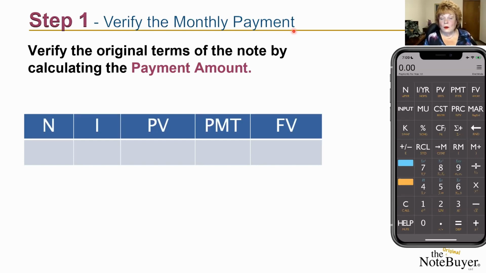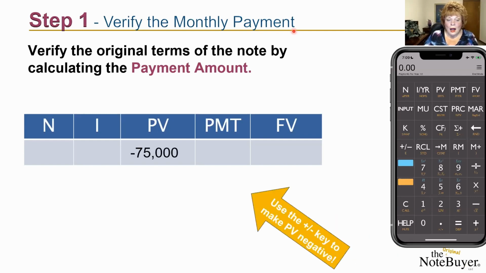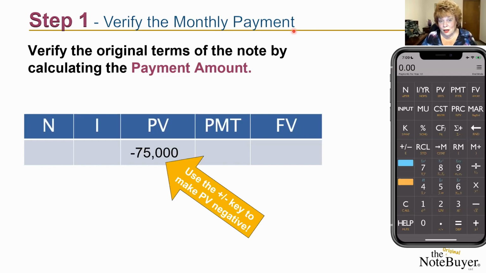And so that's why we have this step 1. I want to know, did they calculate it properly? And is this what the note in fact says? So I would put in the $75,000 loan amount. Now, if you recall from our Thursday night webinar, you need to consider money out of your pocket as negative and into your pocket as positive. And I always like to look at my calculations as though I am the lender.